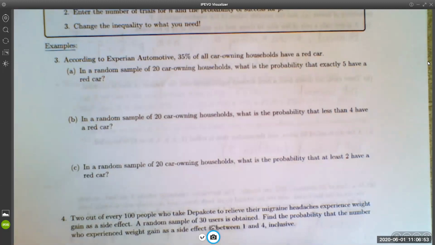This one says, according to Experian Automotive, 35% of all car-owning households have a red car. Part A says, in a random sample of 20 car-owning households, what is the probability that exactly 5 have a red car?